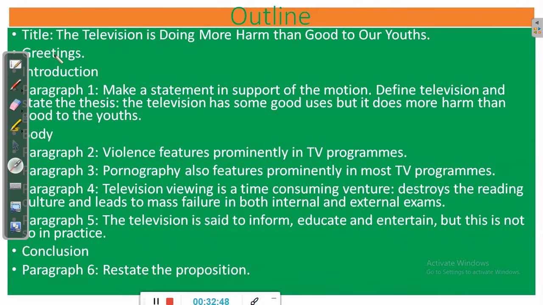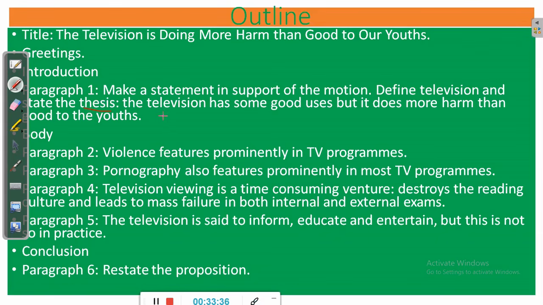All right? Then the next one is the greetings, and of course this is the way we want to organize our speech. After writing our title, we come with the greetings, and then after that we come with our introduction, and then we are saying that in paragraph 1 we make a statement in support of the motion, we define television and state the thesis. In fact, you should begin to always consider this important part of every introductory paragraph, what is called the thesis. The thesis is your overriding argument, your central message, your viewpoint. All right?